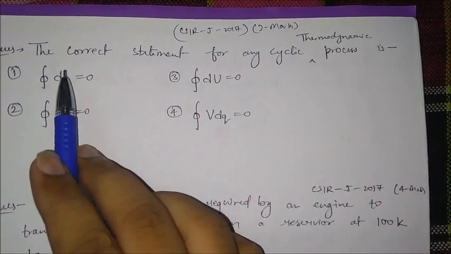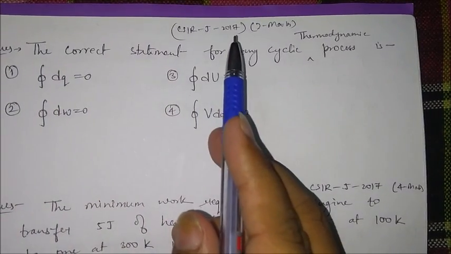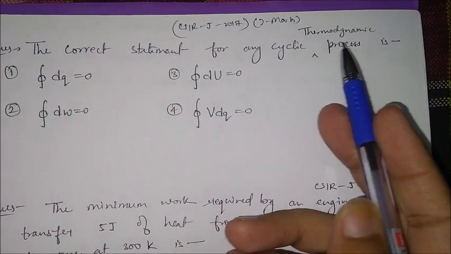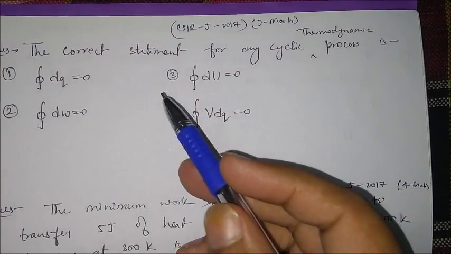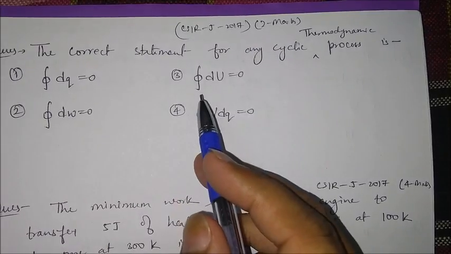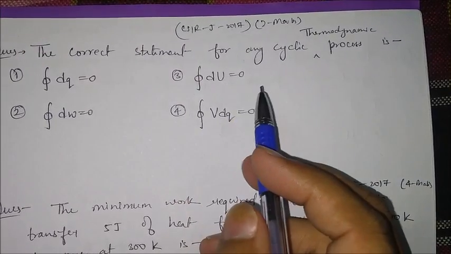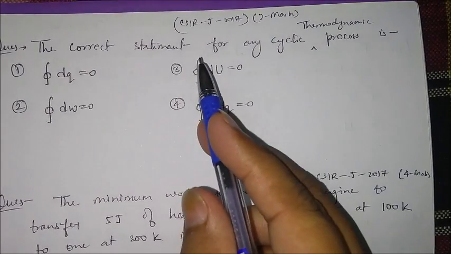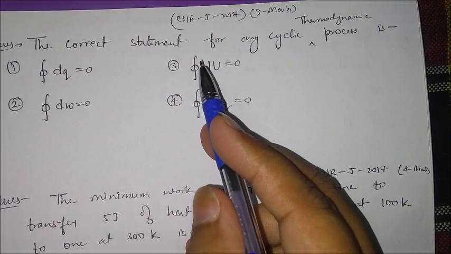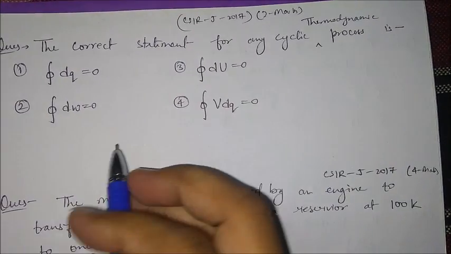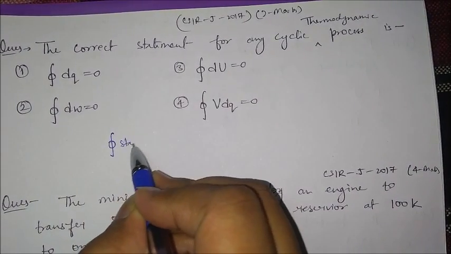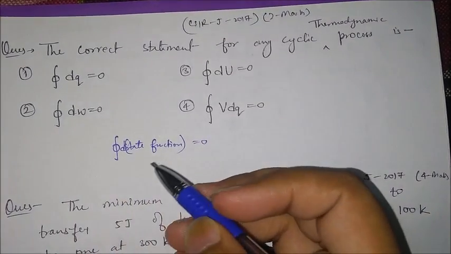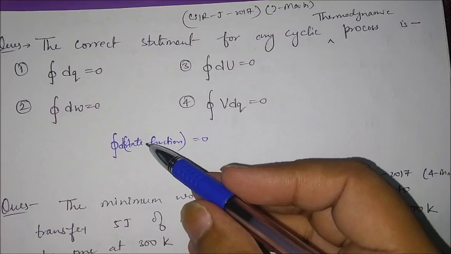The next question came in CSIR June 2017, for 2 marks. The question says: the correct statement for any cyclic thermodynamic process is. If you remember from my notes, during a cyclic process dU and dH are equal to 0. One more thing: for any cyclic process, the integration of all state functions is equal to 0, that is, delta of a state function is 0.